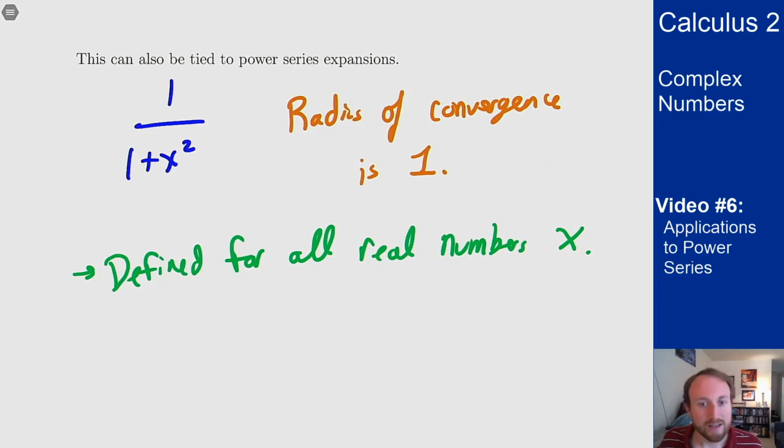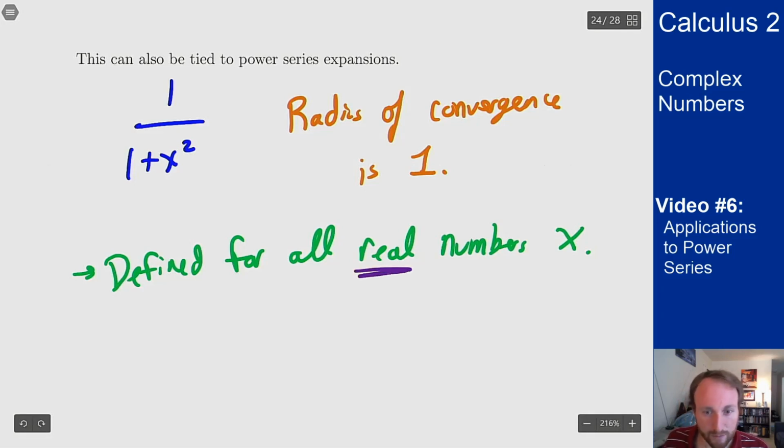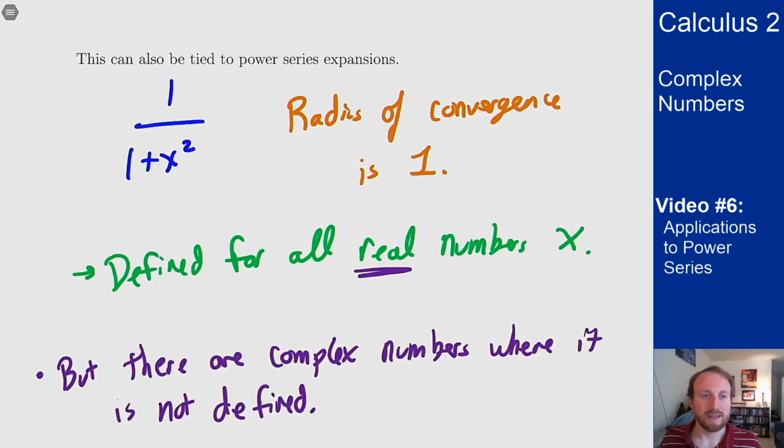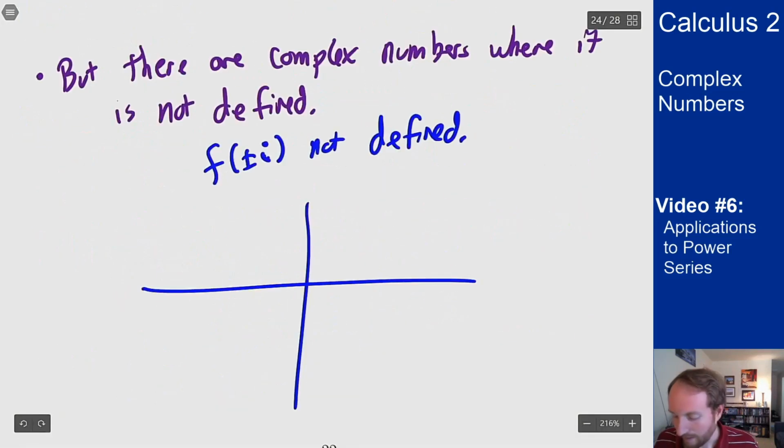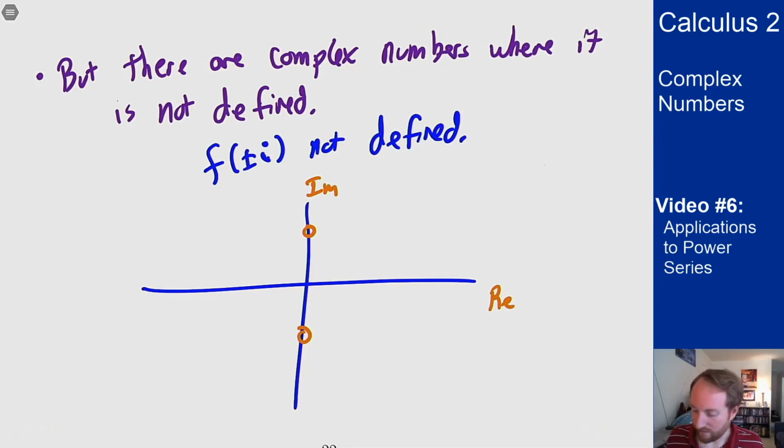Well, the issue here is complex numbers. It's defined for all real numbers x, but there are complex numbers where it's not defined. And that's where the problem comes in. Namely, this function, if I look at this f of x up here, f is not defined at plus or minus i, because at those points the denominator is 0. So if I look at my complex plane again, I now have problematic points at plus i and minus i, where this is the real axis, this is the imaginary axis, which means my disk, where this thing converges centered at 0, can't go beyond those points.